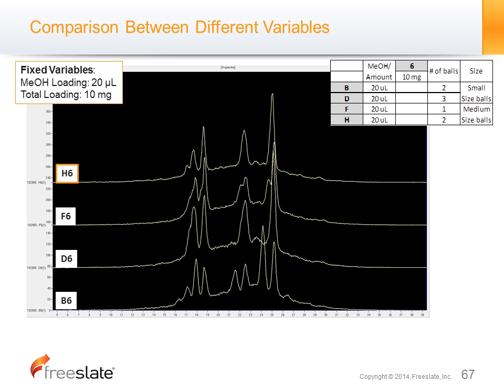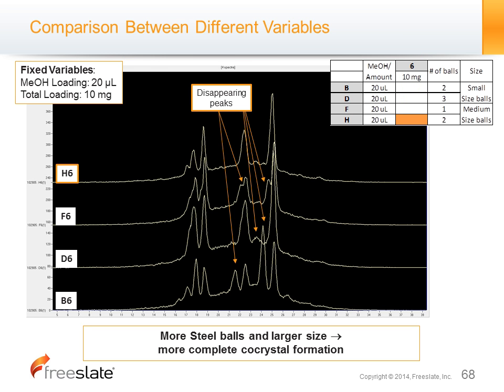So let's compare. We only compare the column of 10 mg loading, total loading. Everything else is variable. So the fixed is 20 microliters of methanol grinding solvent and the total loading of 10 mg. So we're comparing those 4 conditions now. As you can see here, H6 is highlighted. Compared to the rest of these 4 conditions, H6 has the best disappearing peaks. You don't really see these peaks, or very little of it.